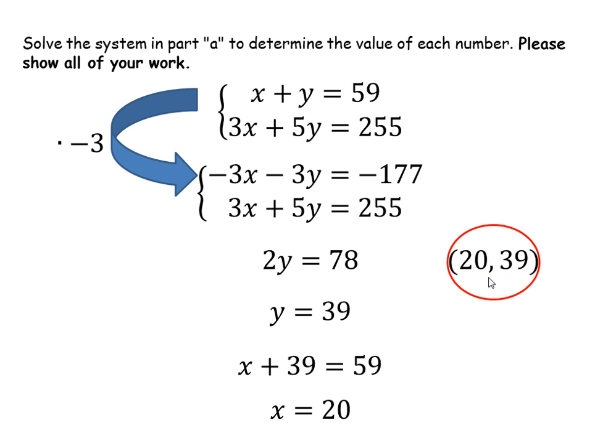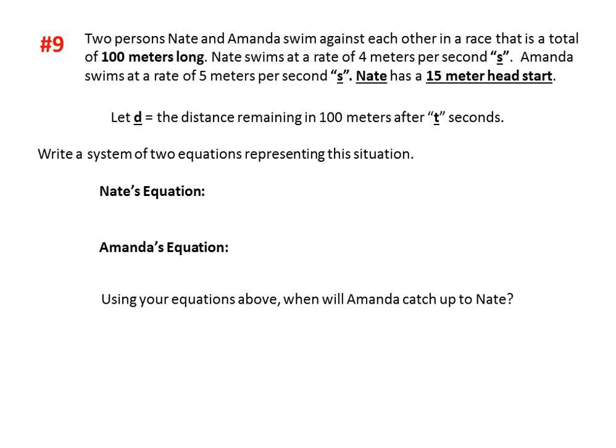Problem number 9, we have two persons, Nate and Amanda. They're swimming against each other in a race that is a total of 100 meters long. So they're racing 100 meters, and Nate is swimming at a rate of 4 meters per second, which we're going to call S, and Amanda swims at a rate of 5 meters per second, S, and Nate has a 15-meter head start. So we're going to let D be the distance remaining in meters after T seconds.